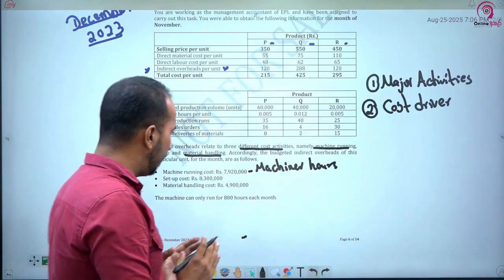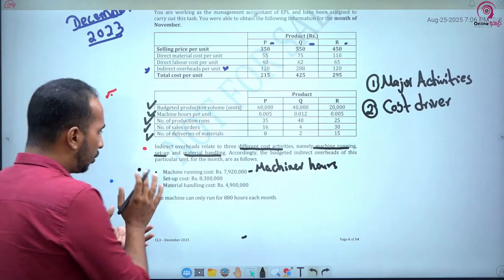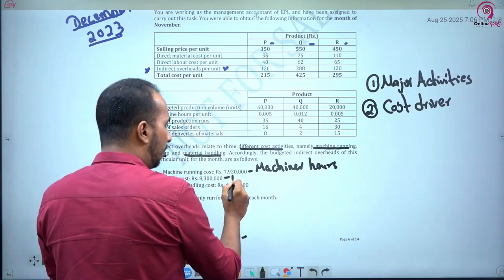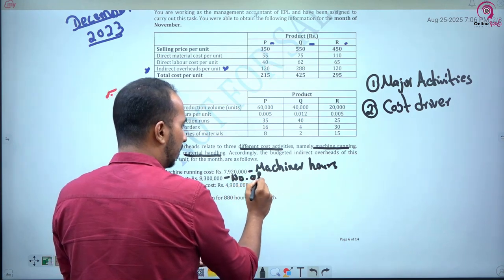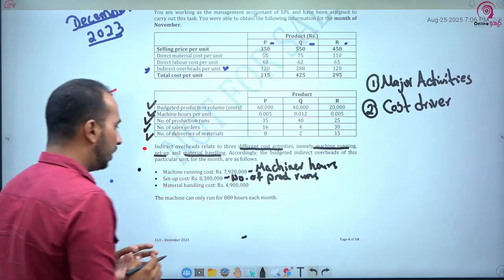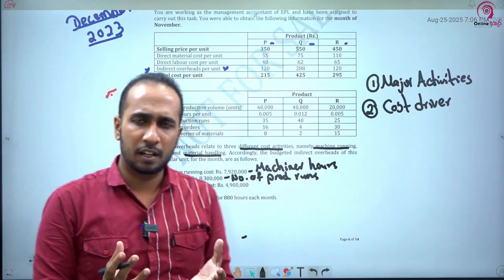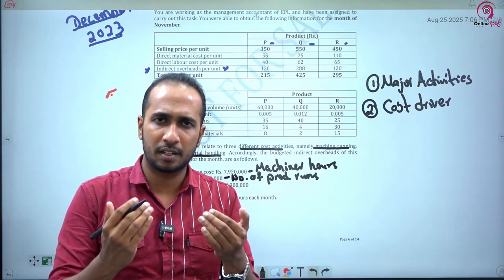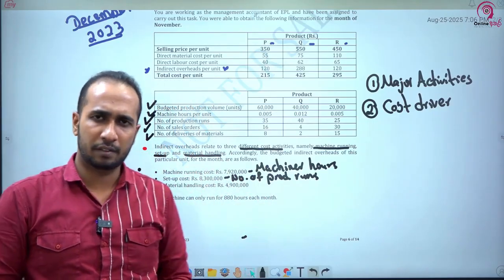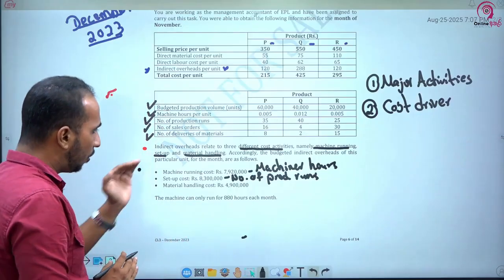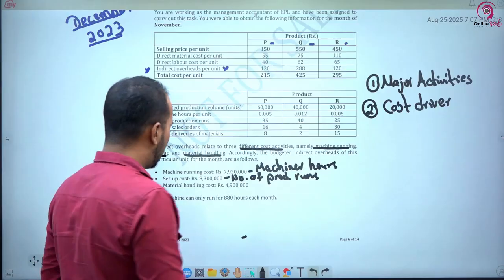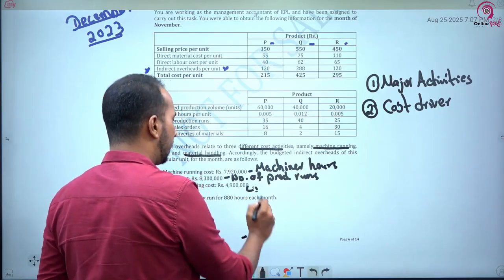Therefore, the ideal or most suitable cost driver for setup cost is what? The number of production runs. Based on the number of production runs, our setup cost will change. Whenever the production runs are increasing, our setup cost will also increase. Okay, therefore the cost driver for setup cost is the number of production runs. Then the next one is material handling.